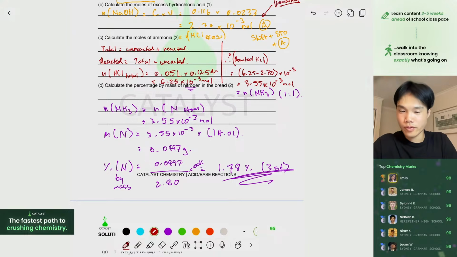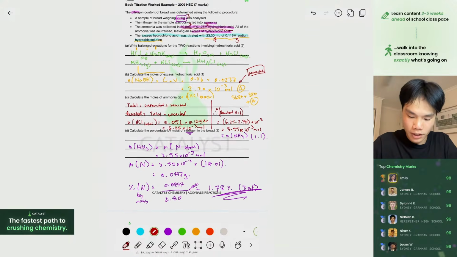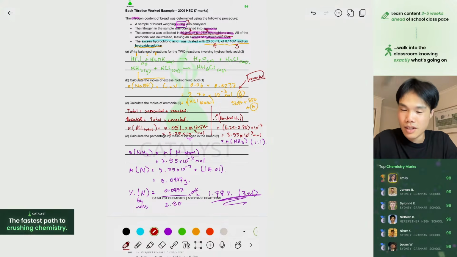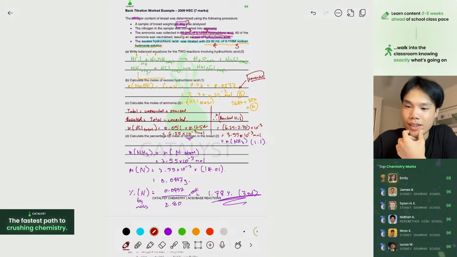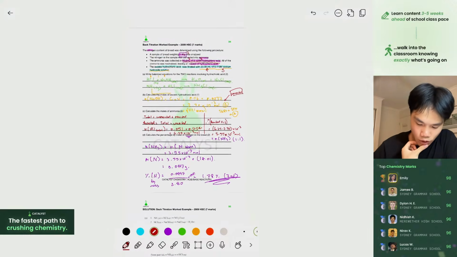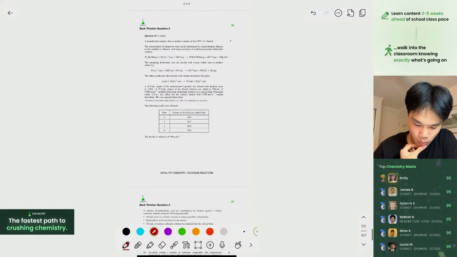Okay. Any questions there on the back titration? Any questions? Okay. Cool. If no questions, then that's back titration.